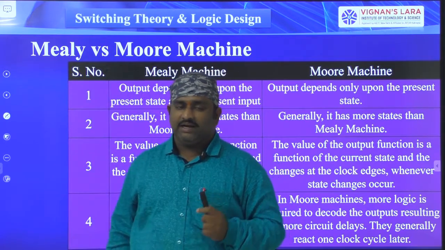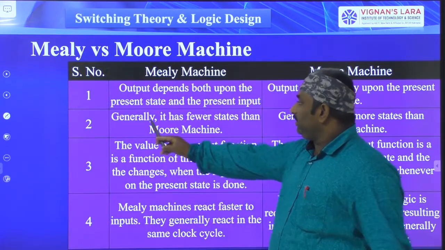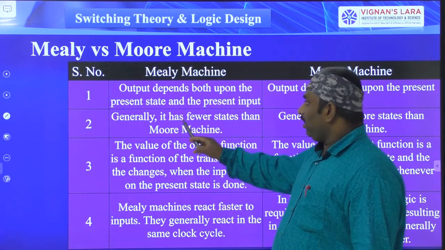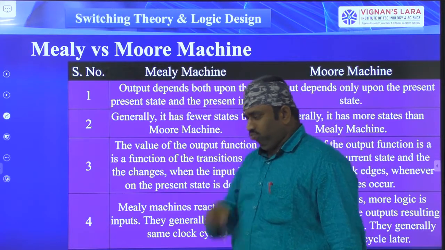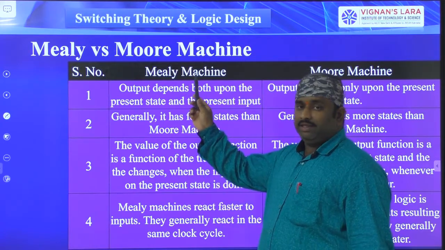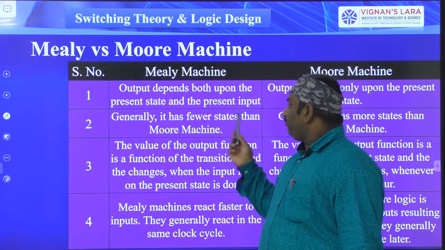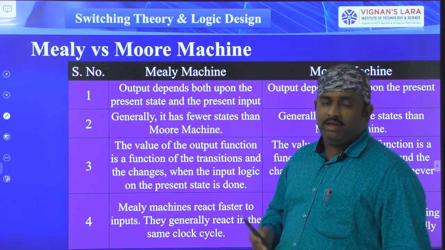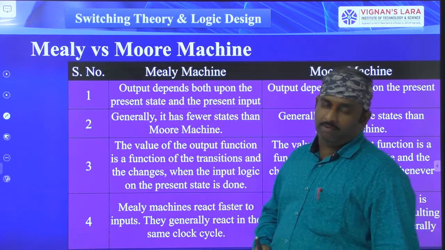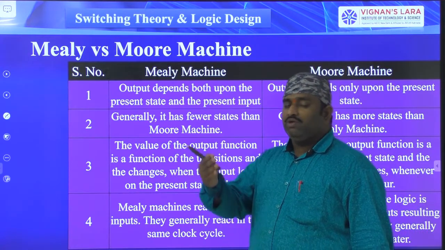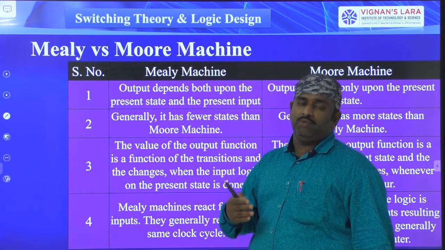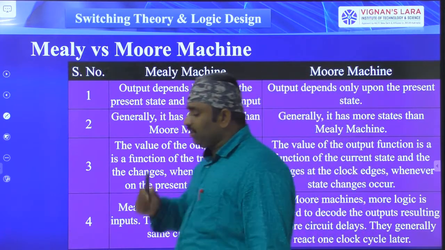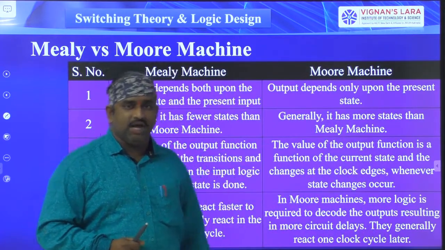Next, coming to the second difference. Generally, the Moore machine has more states than the Mealy machine. In the Mealy machine, we have a state table. In the Moore machine also we have a state table. In the Mealy machine, we generally have fewer states, a very lesser number of states, and coming to the Moore machine, we have a larger number of states available.